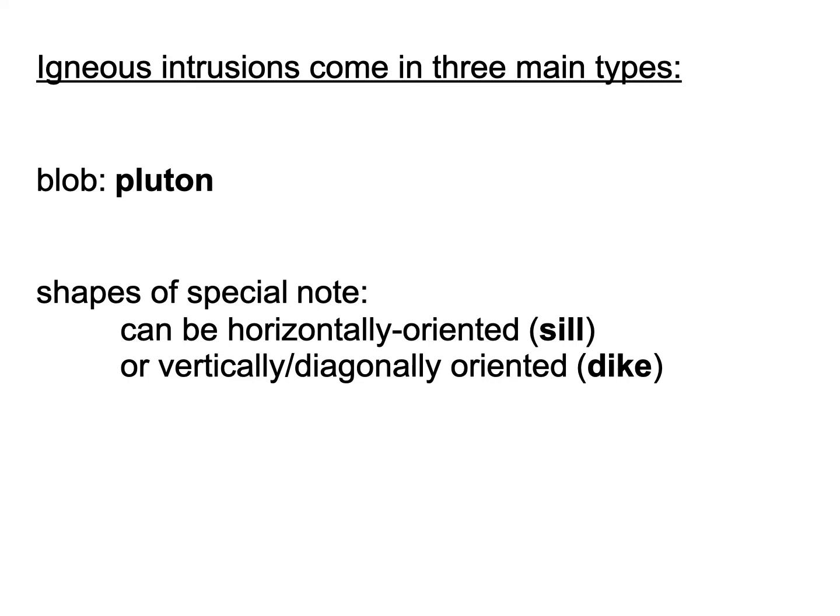There are three main types, or three main shapes. The general term, which doesn't have any particular defined shape, is called a pluton. I like to say it has a blob shape. And then there are two shapes that are special shapes. They're not a big, three-dimensional blob.